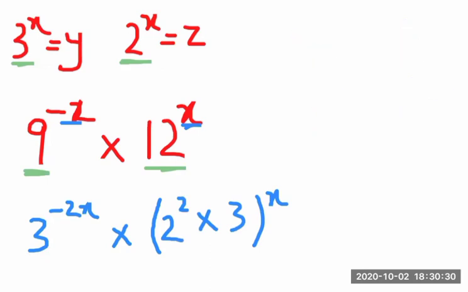3 power negative 2x. How do we do that? 1 upon 3 to the power 2x. Okay. Because we just removed the minus sign.